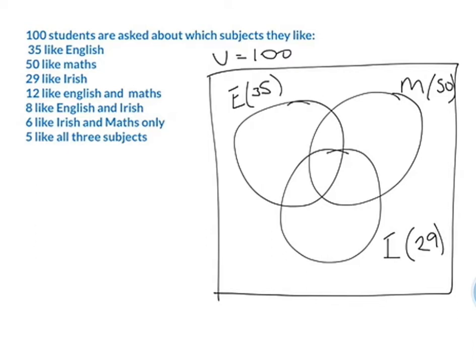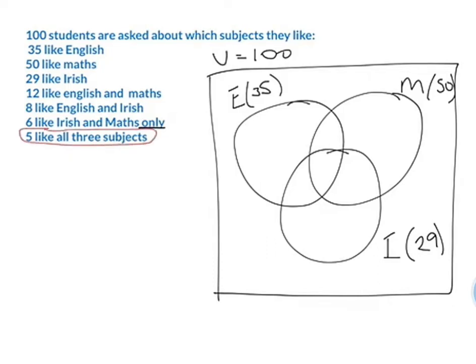8 like English and Irish, ignore it. 6 like Irish and maths only. Only is the word we're gonna consider afterwards because it's a very important word. We have to see where only is written and where it's not. 5 like all three subjects.